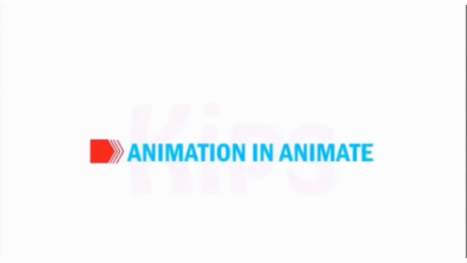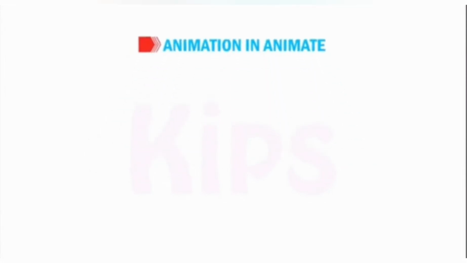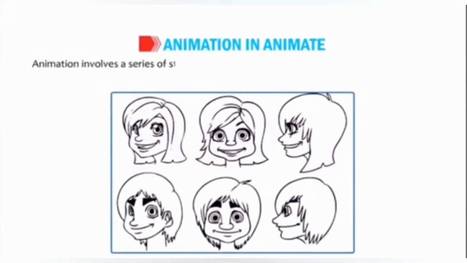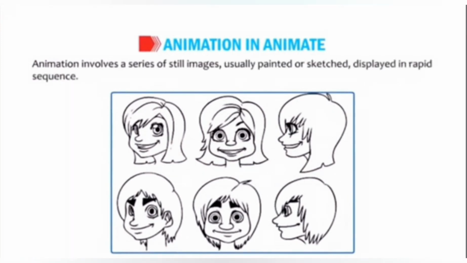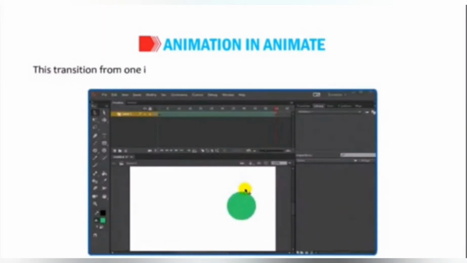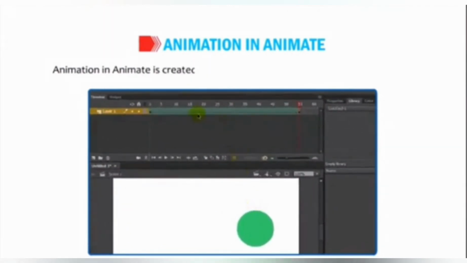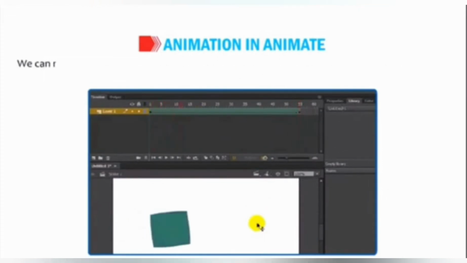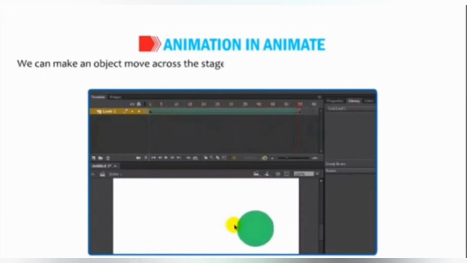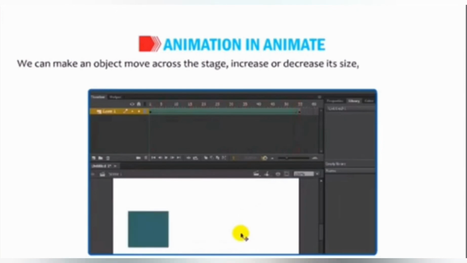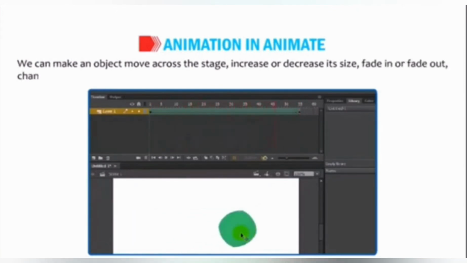Students, let's talk about animation in Animate. Animation involves a series of still images, usually painted or sketched, displayed in rapid sequence. This transition from one image to another is so quick that it appears to show movement. Animation in Animate is created by changing the contents of successive frames. We can make an object move across the stage, increase or decrease its size, fade in or fade out, change color or shape using an animation.